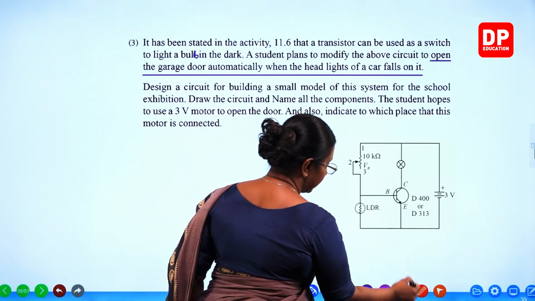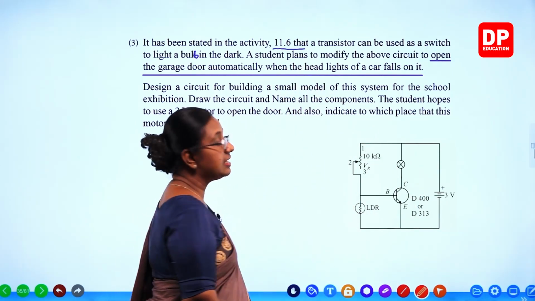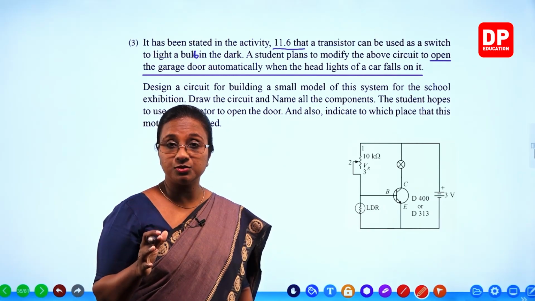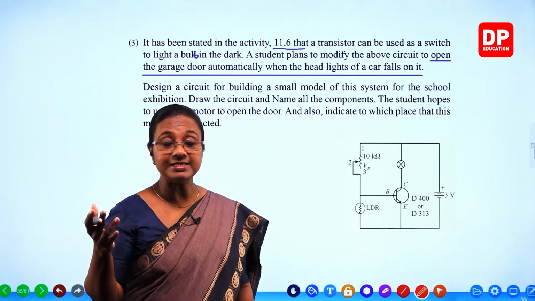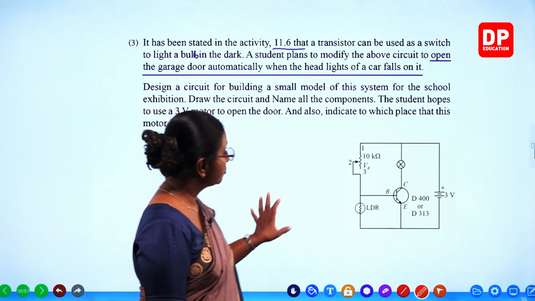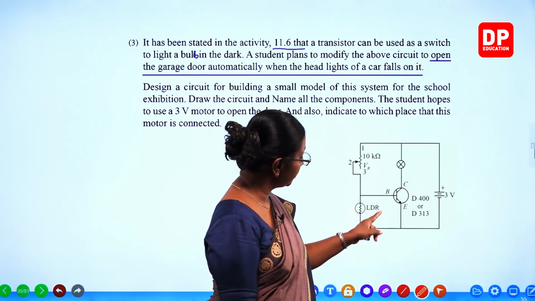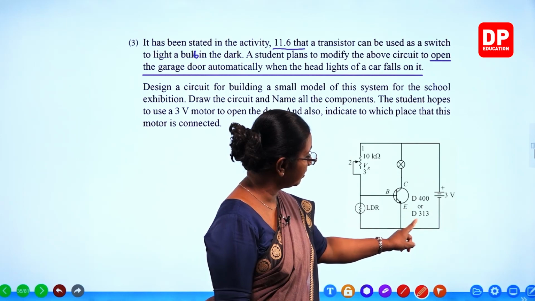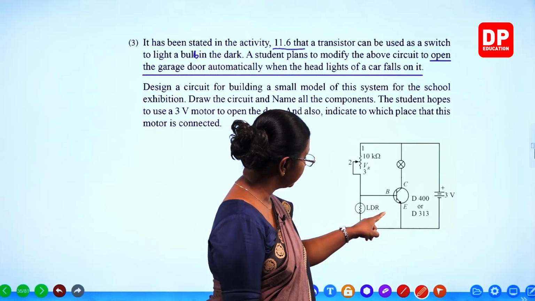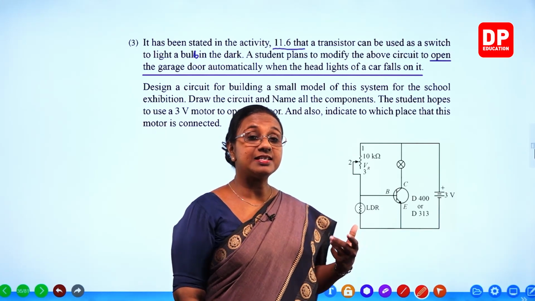So, if you look at this circuit, students, the circuit that is given to you is the circuit for activity 11.6. You can remember that we used the transistor as an automatic switch to turn on the lights in the dark, when night falls, automatically. For that you can remember the circuit here. We have the NPN transistor. You can identify the symbol there, D400 or D313. And here, between the base and the emitter, we have an LDR, a light dependent resistor. That acts as the light sensor.